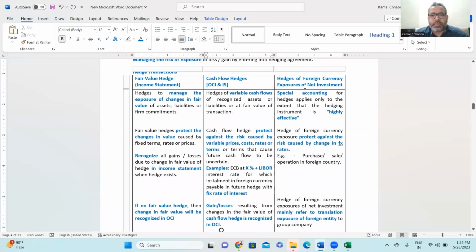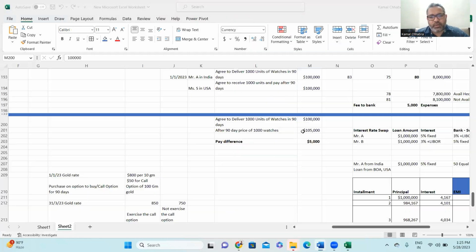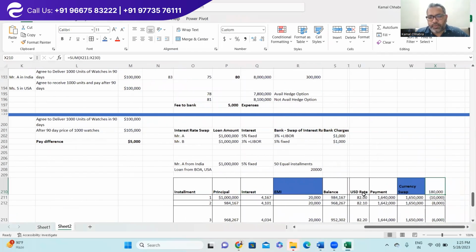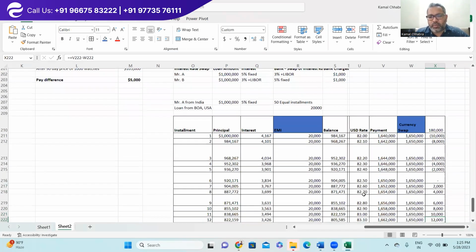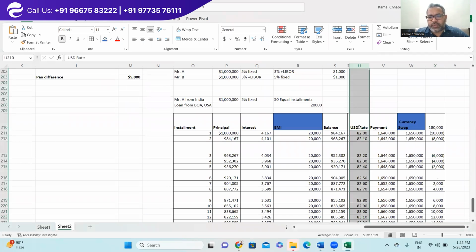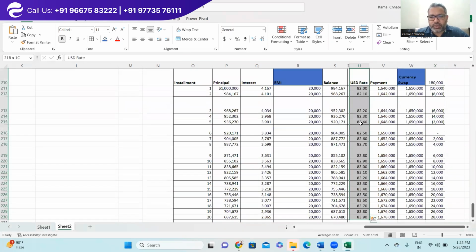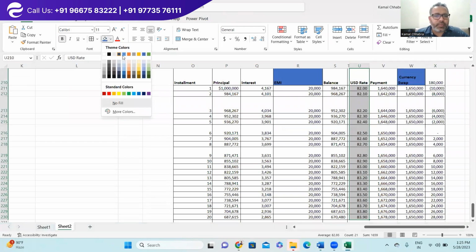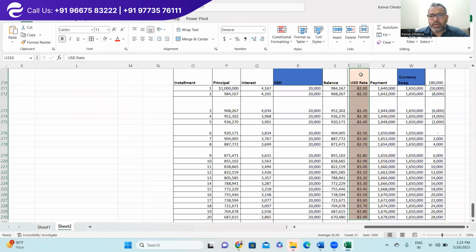Now coming to the third part: hedges of foreign currency exposure of net investment. This is majorly a foreign currency hedge. If we continue with this ECB example, the foreign currency hedge is required because the currency rate is fluctuating, which you want to fix. So for this, you want to enter into a foreign currency exchange hedge.